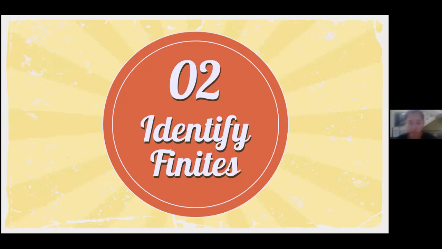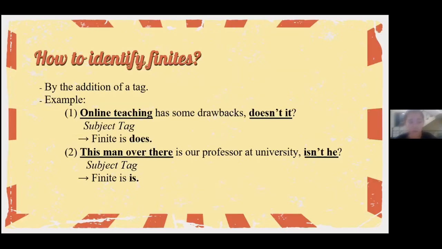So my name is Nguyễn Quỳnh Hoa, and I am responsible for the second part, identifying finites. Firstly, the way to identify finites. Finites can similarly be identified by the addition of the tag, which picks up not only the subject, but also the finite of the preceding clause.